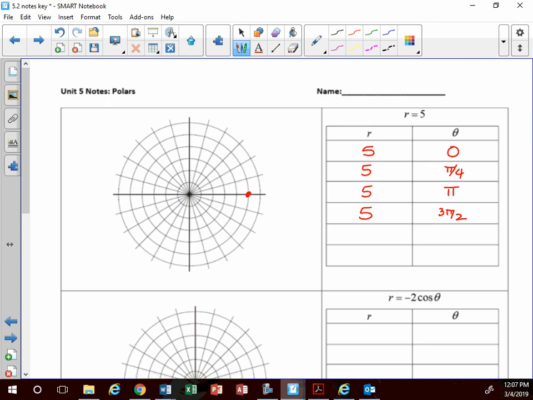All right, so I'm just counting out 1, 2, 3, 4, 5. I go 0 for my angle. I go pi over 4. And we're going to go pi over 2. Go 3 pi over 2. I've got negative angles. What's happening the whole time?